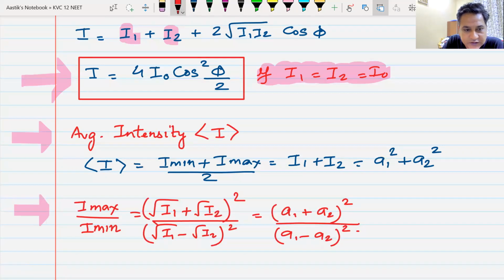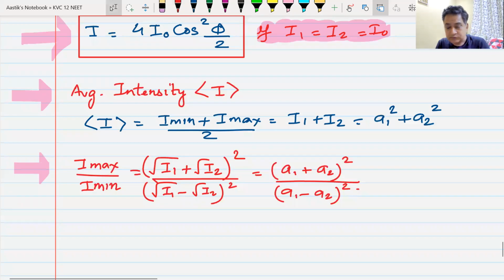I hope everyone is noting this down. One more thing that I have seen in your exam, and I will tell you that thing as well.